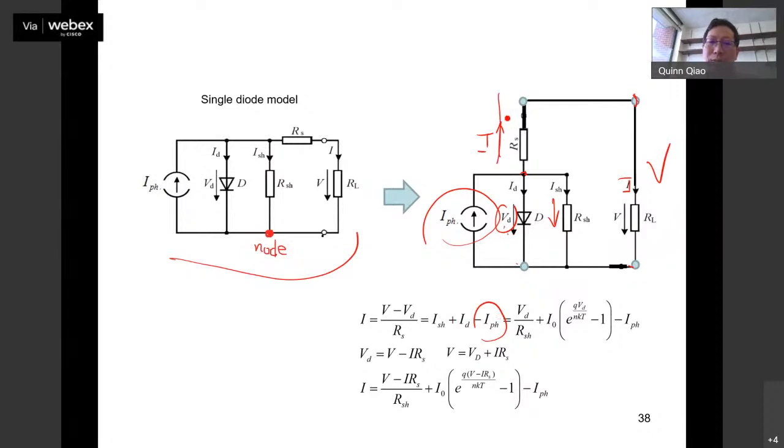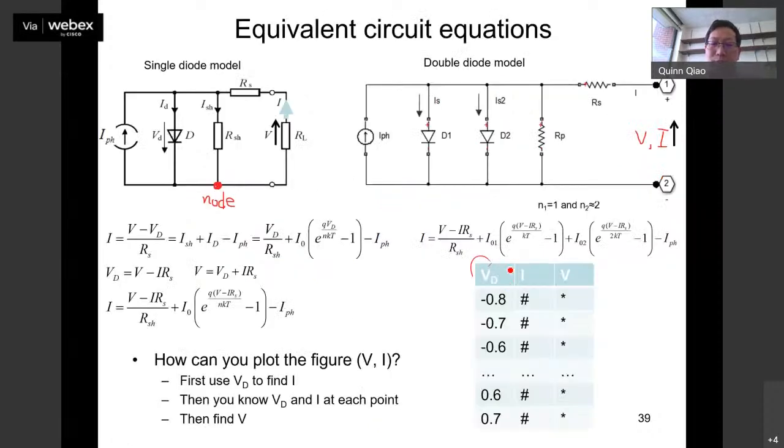See here, my current should go in these directions, right? Because my current goes in these directions, then that's positive, positive minus what? Negative, right? And then that's what you see here. You notice V divided by RSH is ISH. Then this is ID minus IPH. And using this way, now you are able to plot your curve. Because here, what you need to find out is basically the VD and I, right? The next slide I'm going to show you here. You find the VD, find I, and once you know the VD, you can find the V, right? Eventually, you have this to plot your curve, okay?